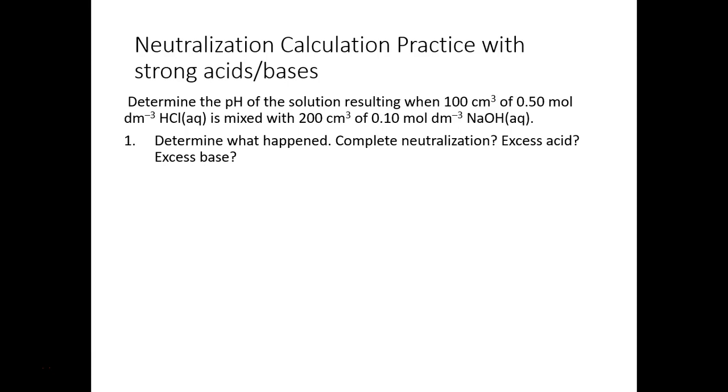Now, we have to first determine which acids and bases are being mixed. If the number of moles of H in the acid is equal to the number of moles of OH in the base, then that means it's a 1-to-1 mole ratio. You can write the equation for the neutralization of hydrochloric acid with sodium hydroxide, and you see the mole ratio is 1-to-1. All right, so we have to determine whether there's a complete neutralization or if there's excess acid or excess base. So the easiest way to do this is to find the moles of each.